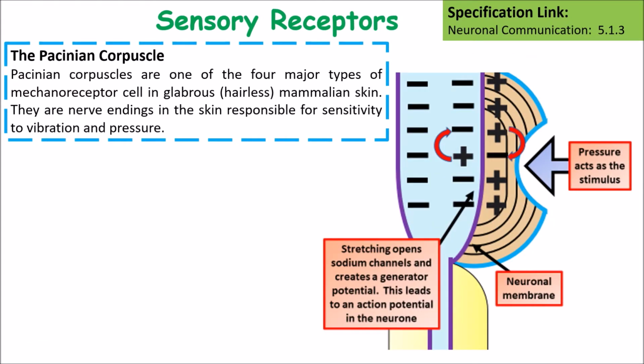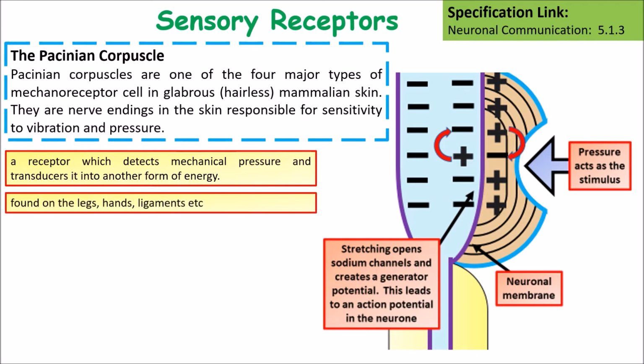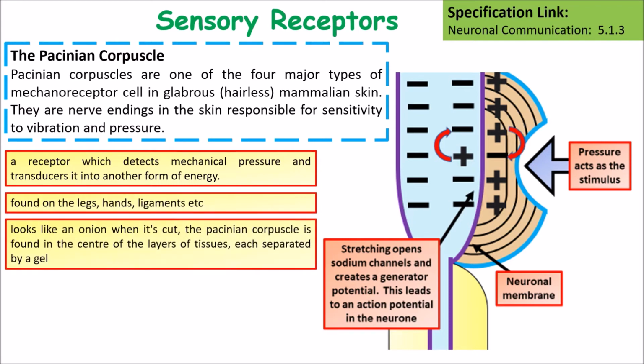So Pacinian corpuscles are one of four major types of mechanoreceptors found in mammalian skin and across the body. So they are receptors that detect mechanical pressure and transduce it into another form of energy. They are also found in joints, hands and ligaments. They look a bit like an onion that's been cut in half.